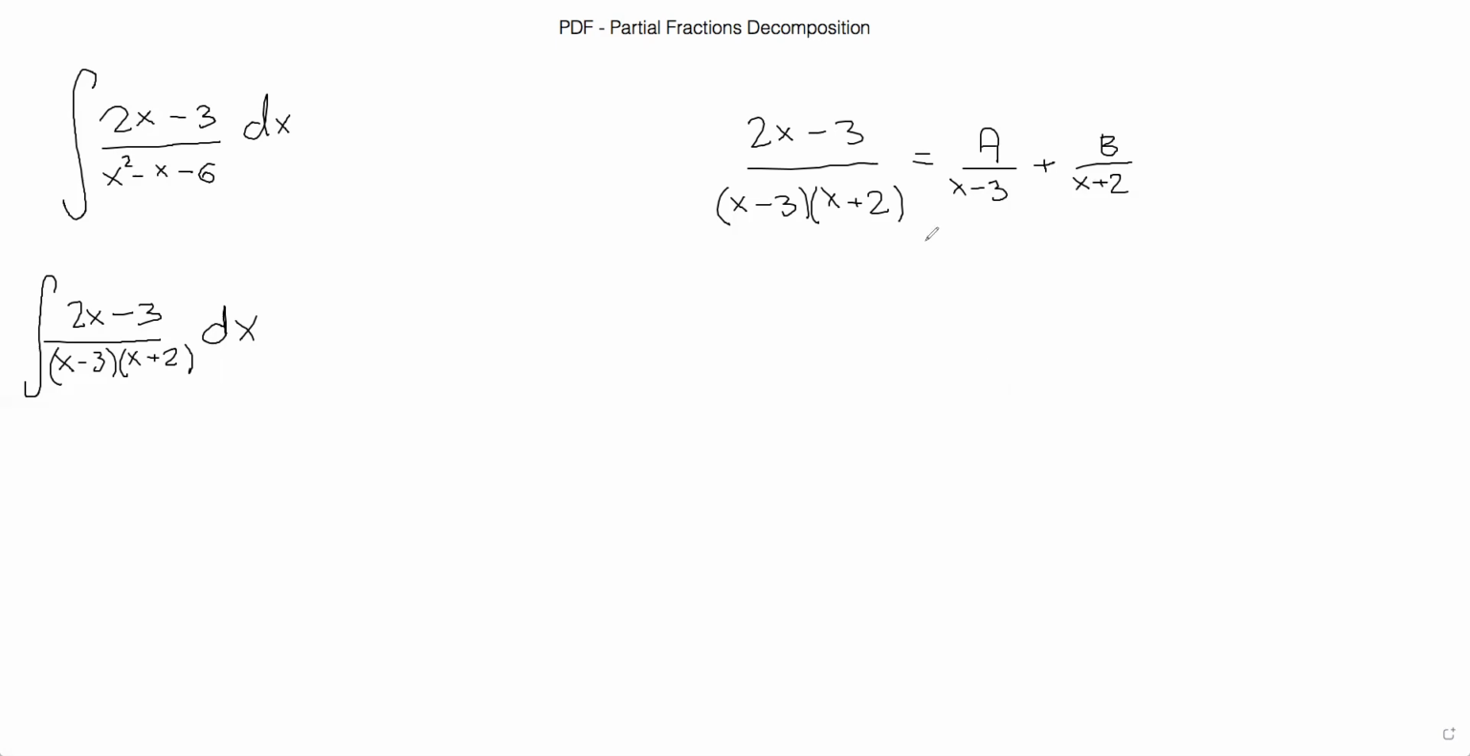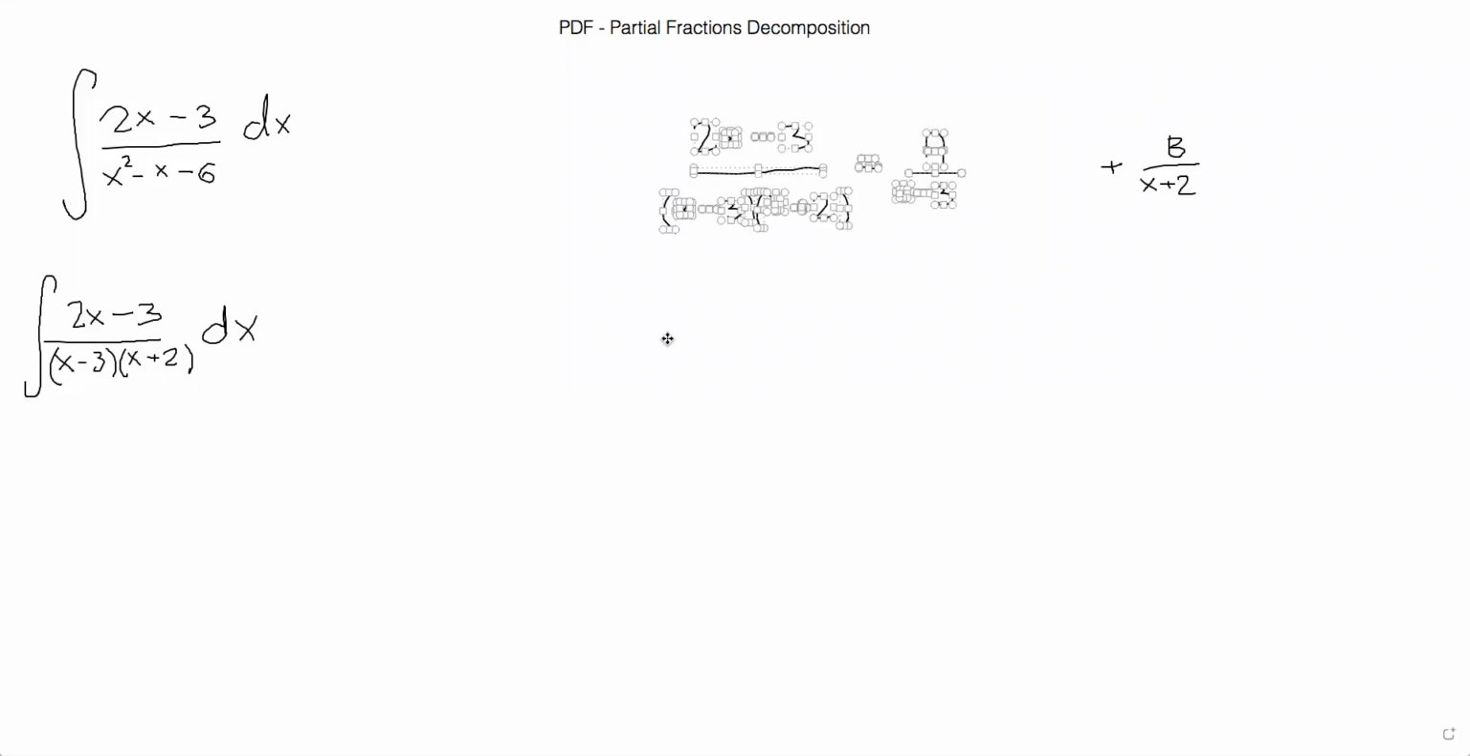Well, I want to get rid of all fractions. I don't like having fractions in my algebra, so it's always in your best interest to get rid of them if possible. So we have A over x minus 3. I want to find a common denominator. So if this right here is our common denominator, that means this first term is missing x plus 2 in our denominator. So I want to multiply the top and the bottom both by x plus 2.